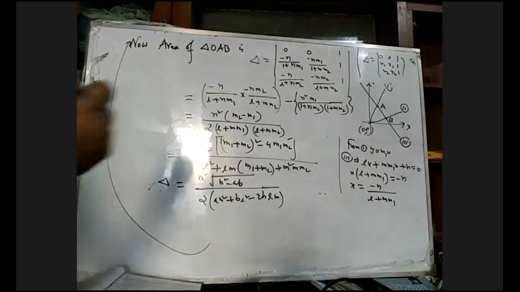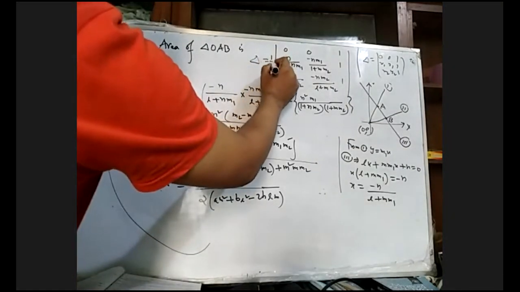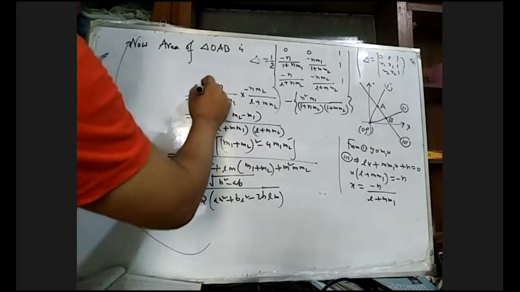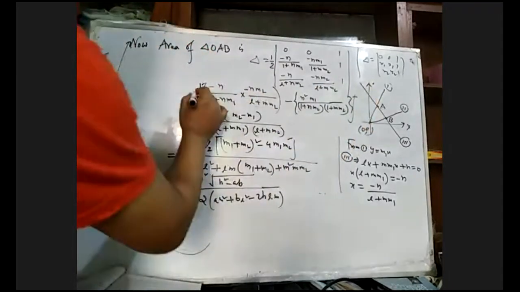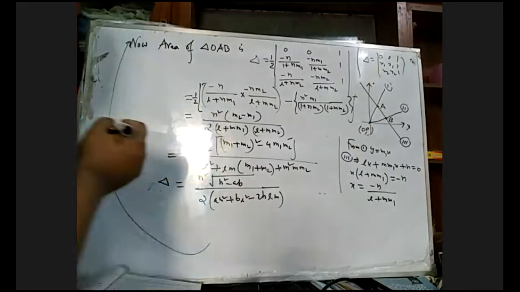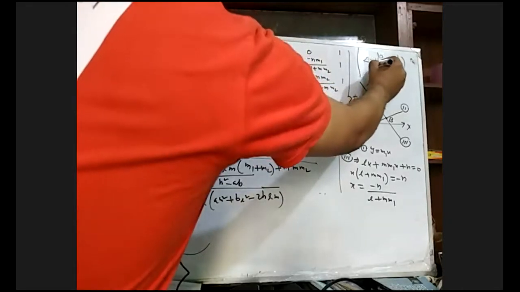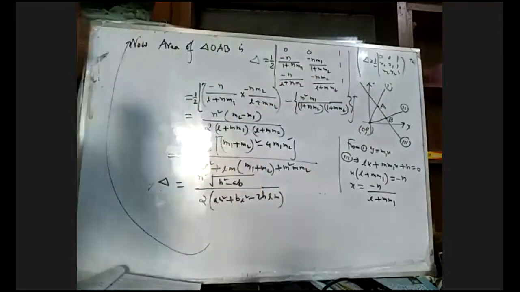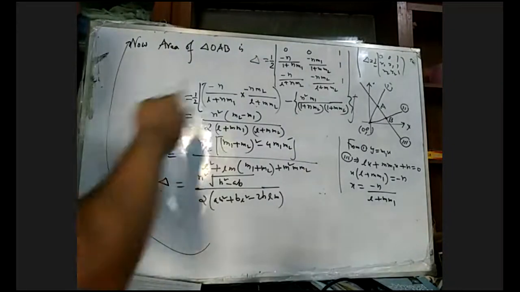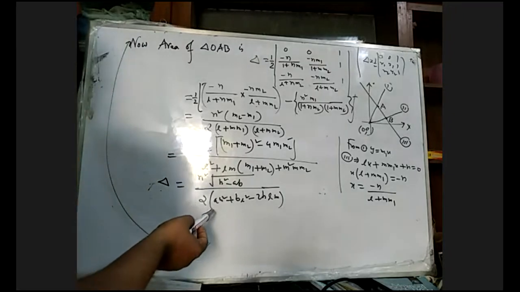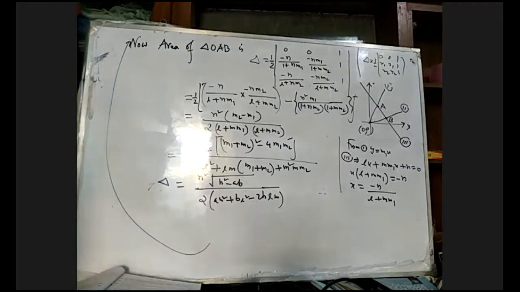Hello. Yes, sir. Actually, there is a half missing. Remember it. This is the area formula. Half missing from here. And there is a half. Remember it. Because triangle area, del equals half into first coordinate, second coordinate, and third coordinate, one. Okay. There will be half. So this is the required area.